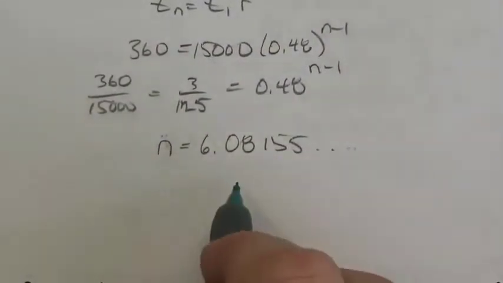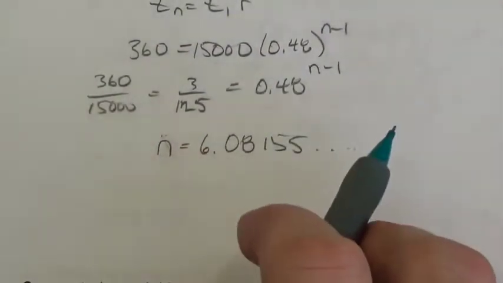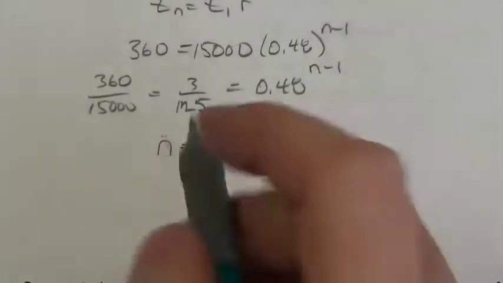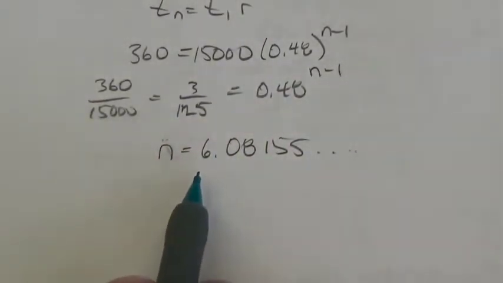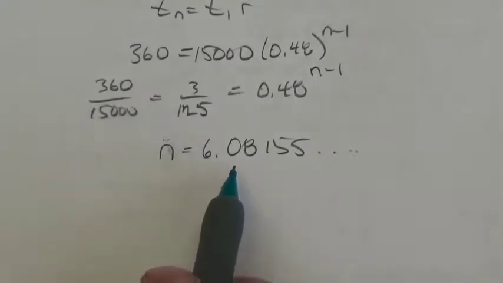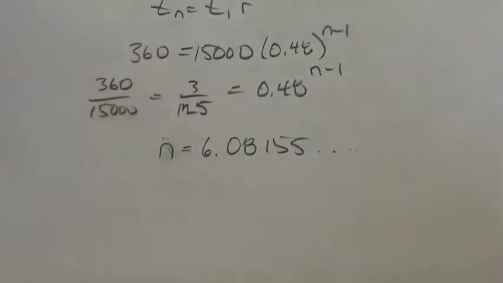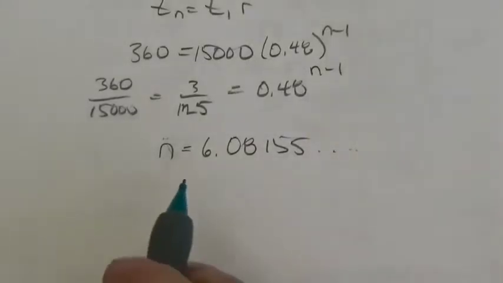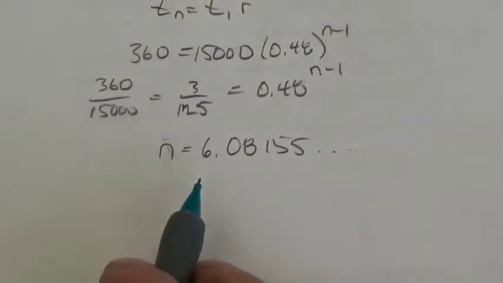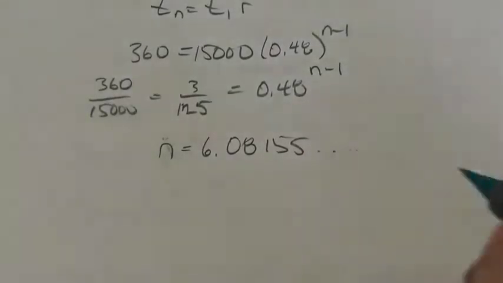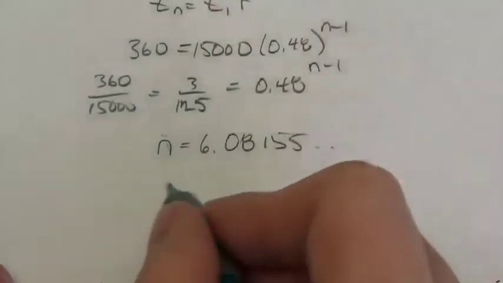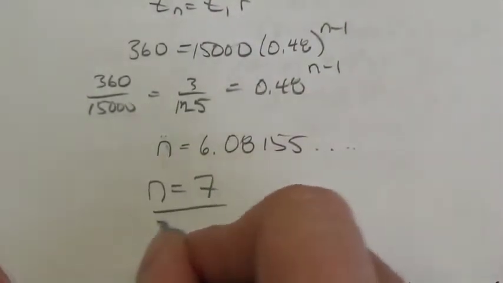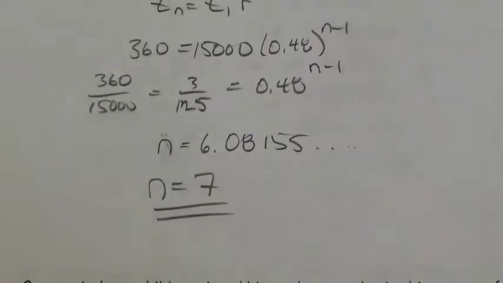Now, it would be very easy to say 6 weekends, but actually that's incorrect. Because what happened here, bear in mind that I get 360 people on the 6.08th weekend. So I still had enough people to run it on the 6th weekend. It didn't drop below 360 on the 6th weekend. On the 7th weekend is when it drops below 360, and that's when we stop it. So this is going to go one more weekend, and then that's when it's going to quit. So you're going to have to round that up here.